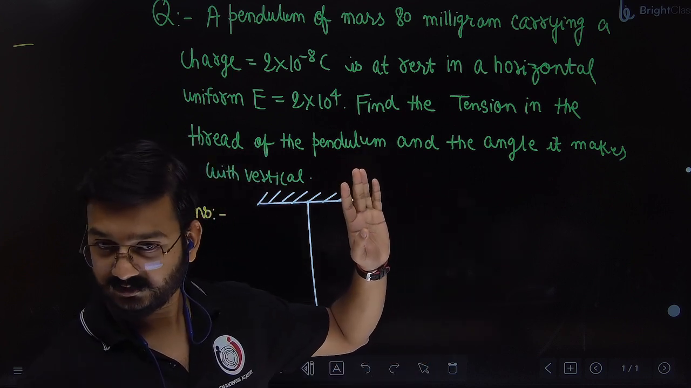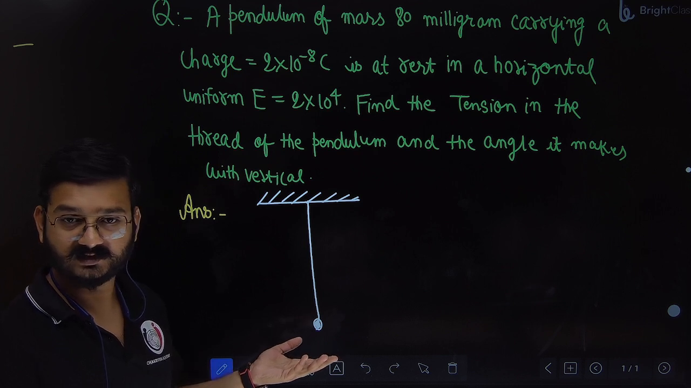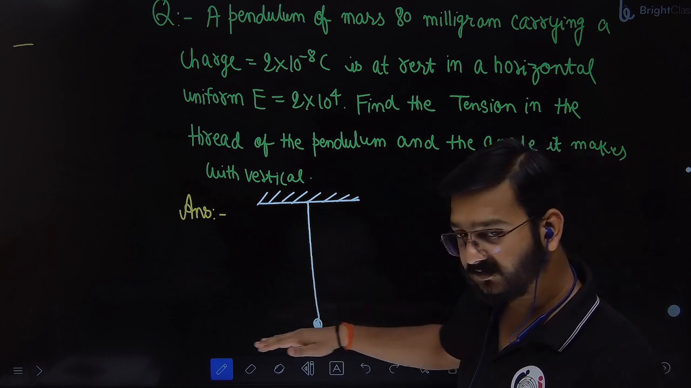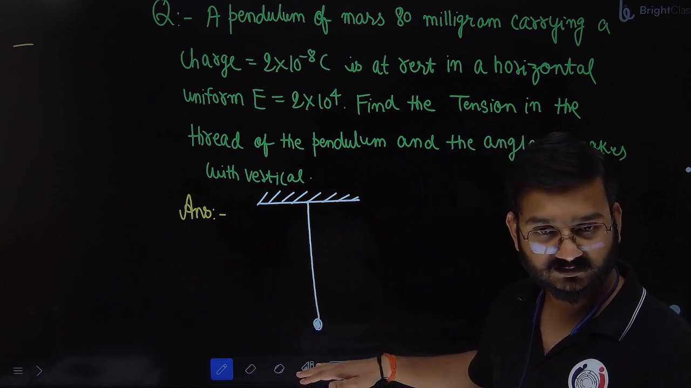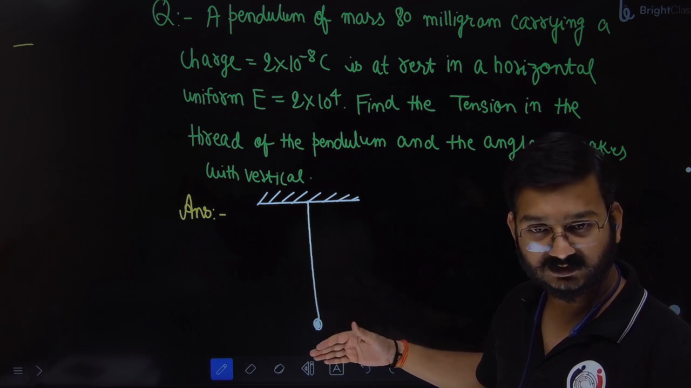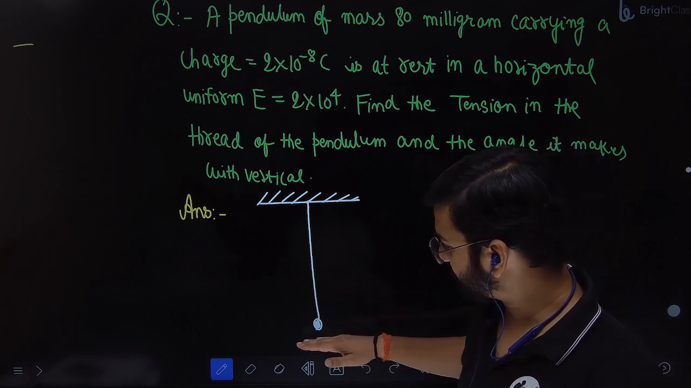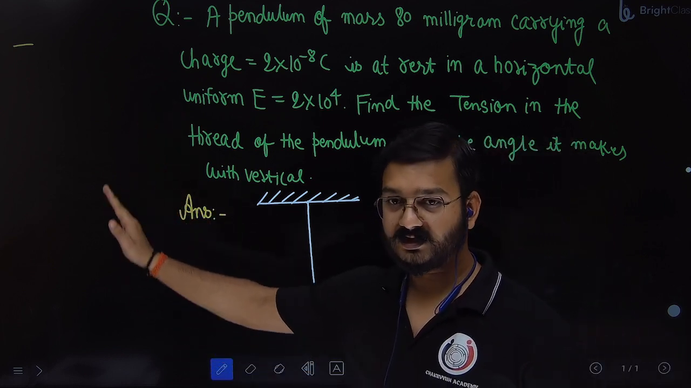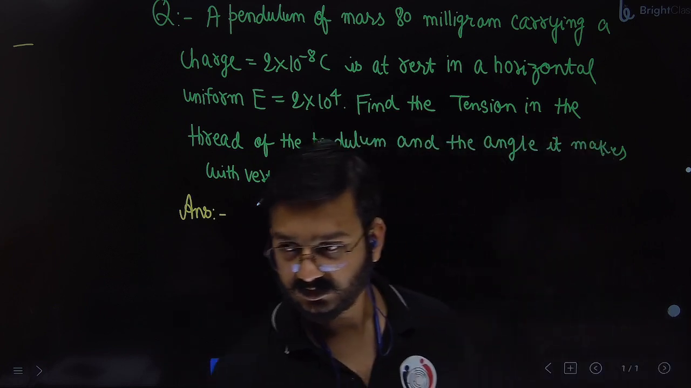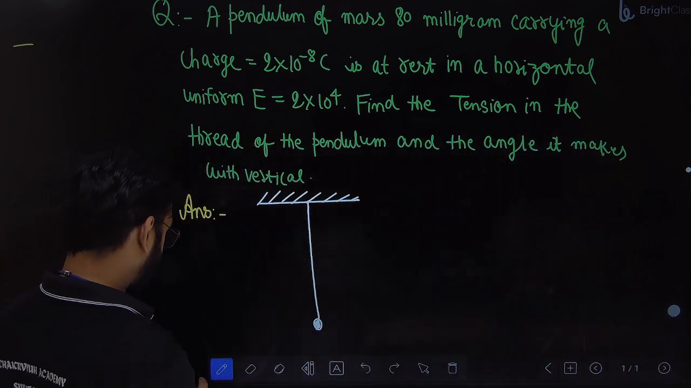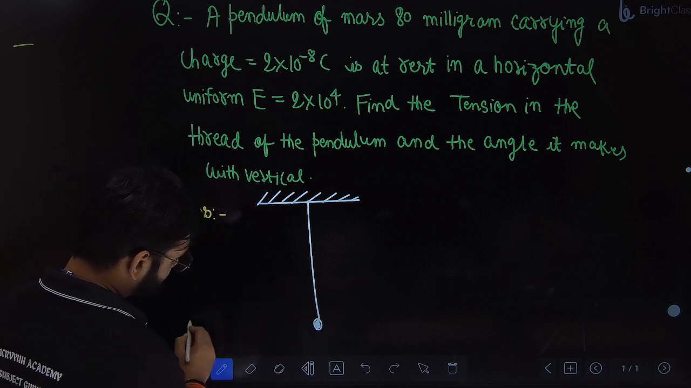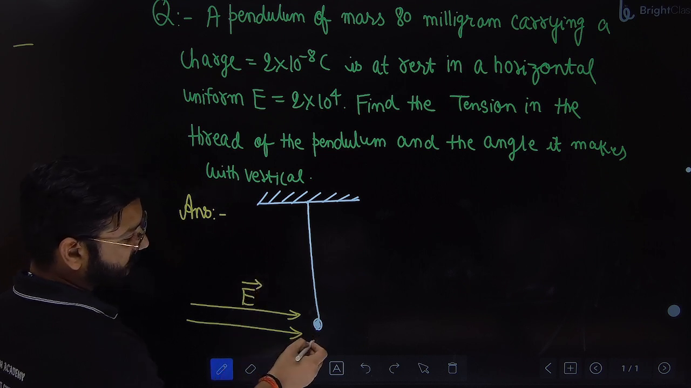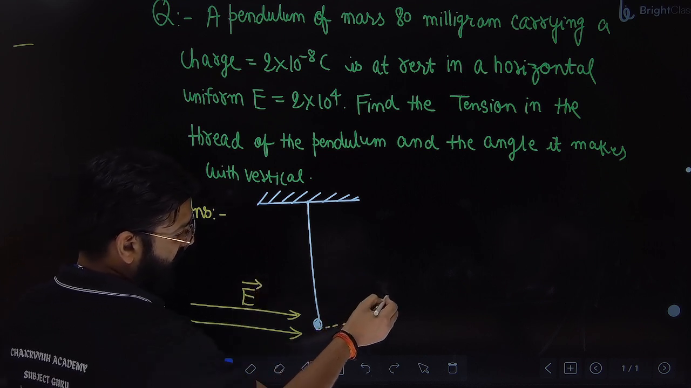Any problem? Now you will say, sir, where is the direction of electric field given? It is not given. If you want to assume, you assume this direction. If you assume this direction, the electric field is towards left, the charge is positive, so force and electric field will be in the same direction. So what will happen to this thread? It will start moving like this. It will start tending to move in a circular arc. Are you guys able to visualize? So I will draw the electric field in this direction. This is a positive charge, so it will experience a force and the pendulum will move like this.